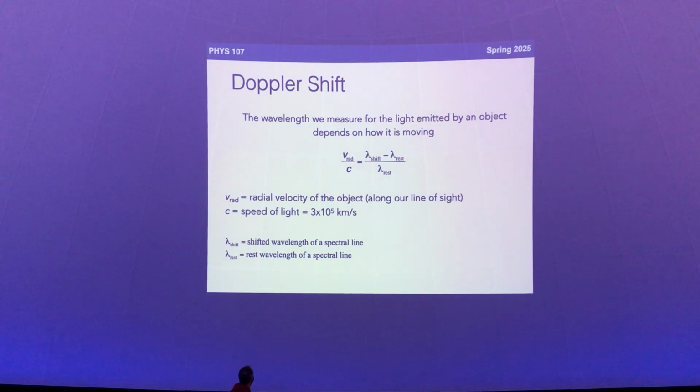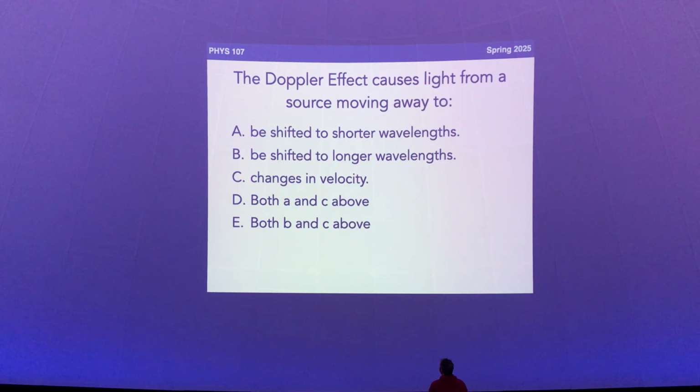Okay, so the shifted wavelength of the spectral line versus the rest wavelength. Rest, or laboratory, right? So that's the one that we just observed. And anytime it's shifted, we can tell how much it is moving along the line of sight, like towards or away from us. Doppler effect causes light from the source moving away to be shifted to shorter wavelengths, to be shifted to longer wavelengths, change the velocity, both A and C above, both B and C above.